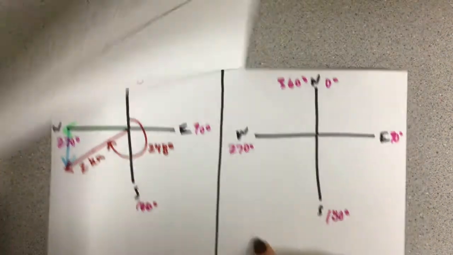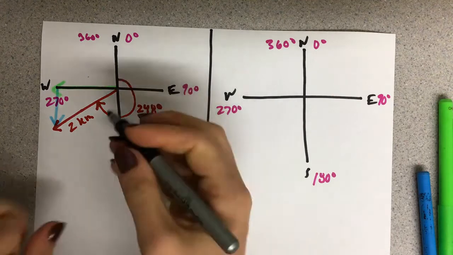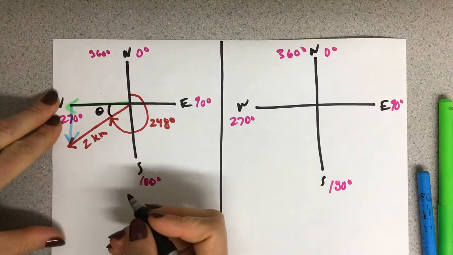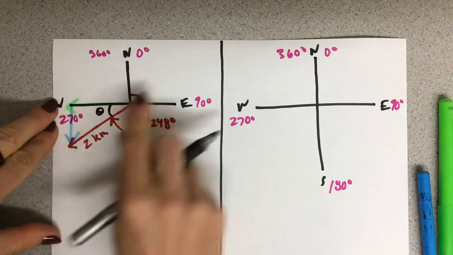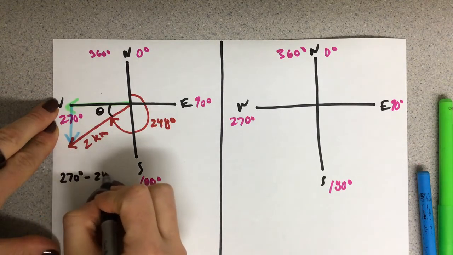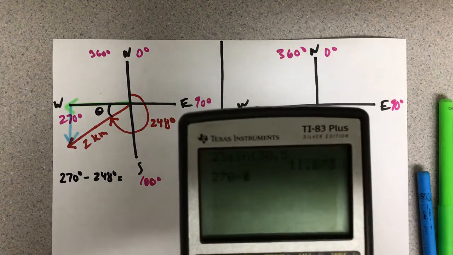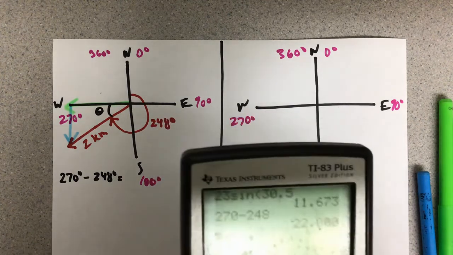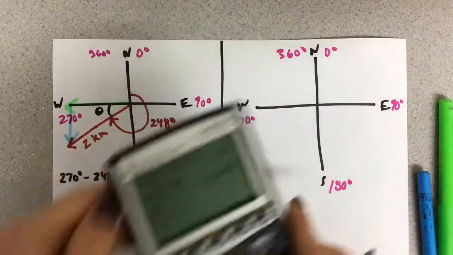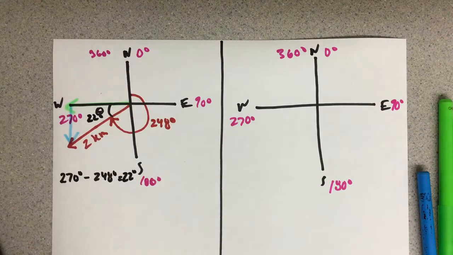I'm going to go ahead and get rid of this paper back here. So I need to figure out what this angle is going to be. In order to do that, well, this is 270. 270 minus this is going to give me this. 270 minus 248, and I get 22. So this is 22 degrees.